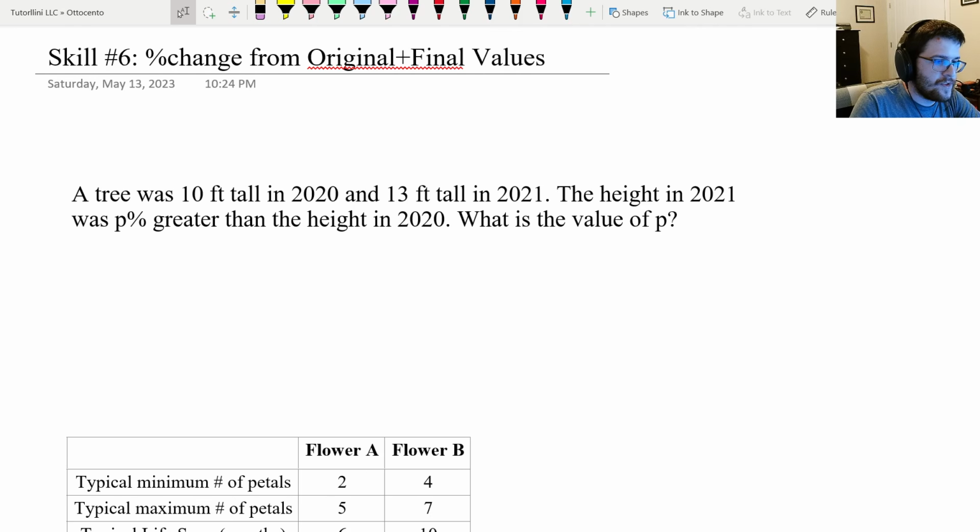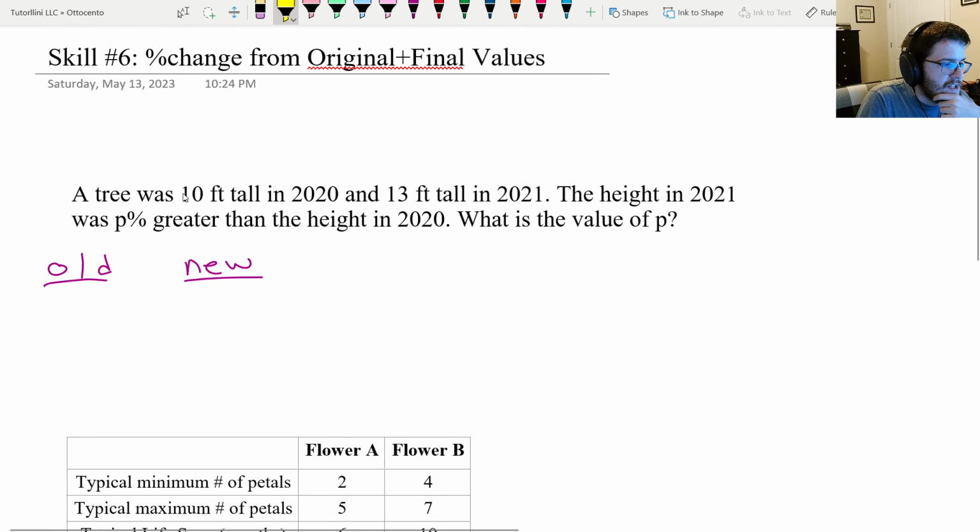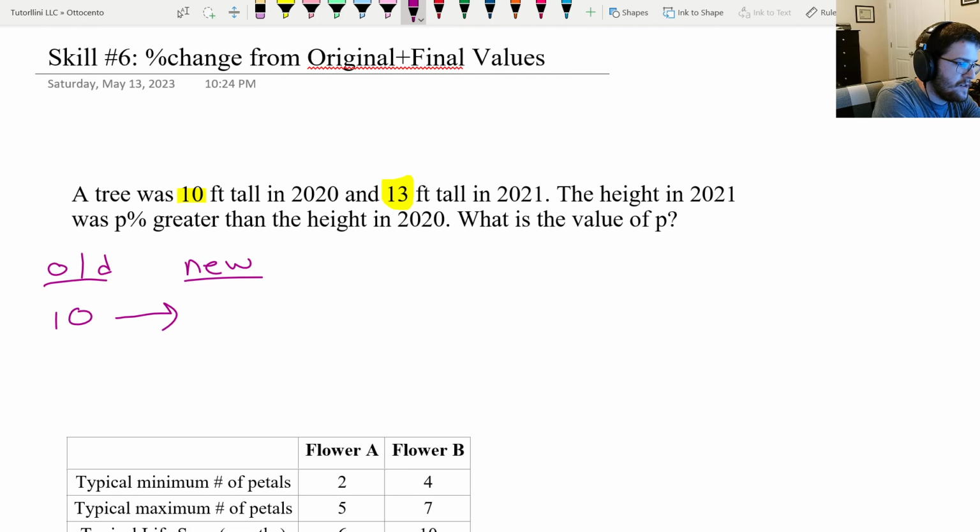Okay, so for this one, this one is pretty kind to us. Still, let's make a chart just to make sure we're not making a mistake. So I like to make a little chart. And I go, okay, I think the old is 10, and I think the new is 13. So let's put that 10 and 13.